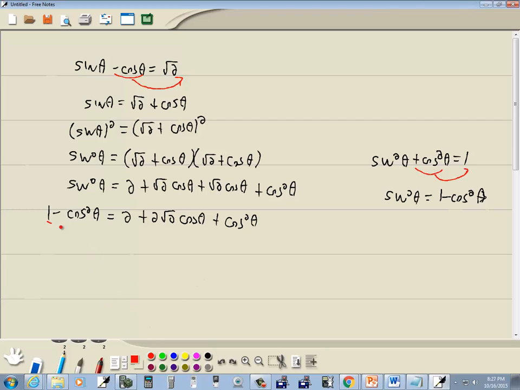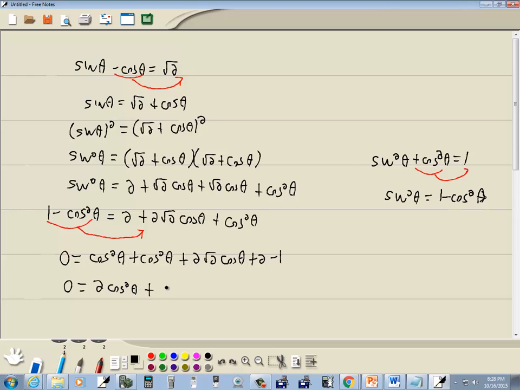Now I need to get 0 on one side and see if it can factor. So I'll take those both to the right side. And I'll rearrange this. So I'll put the squared part first. So I've got cosine squared. And this negative cosine squared, when I take it over, becomes a positive cosine squared. Plus 2 square root of 2 cosine. Plus 2, and then I take that 1 over and it becomes a negative 1. Well, cosine squared plus cosine squared is 2 cosine squared plus 2 square root of 2 cosine theta, and 2 minus 1 is 1.